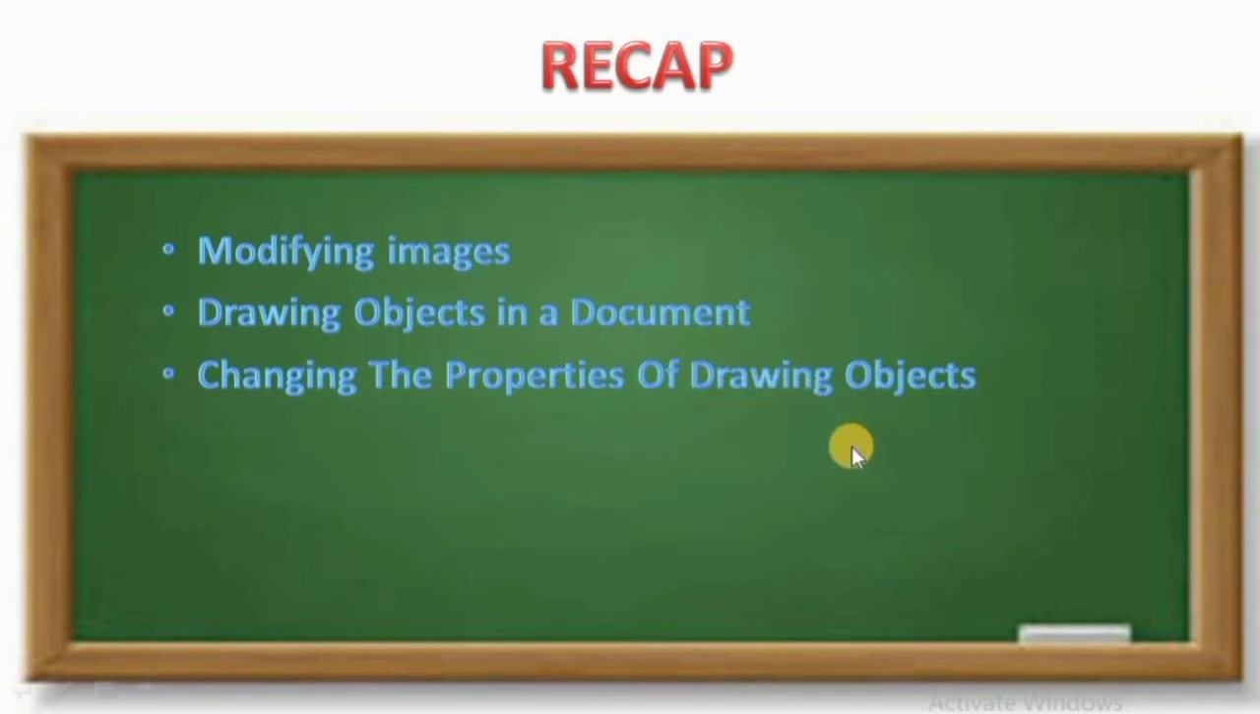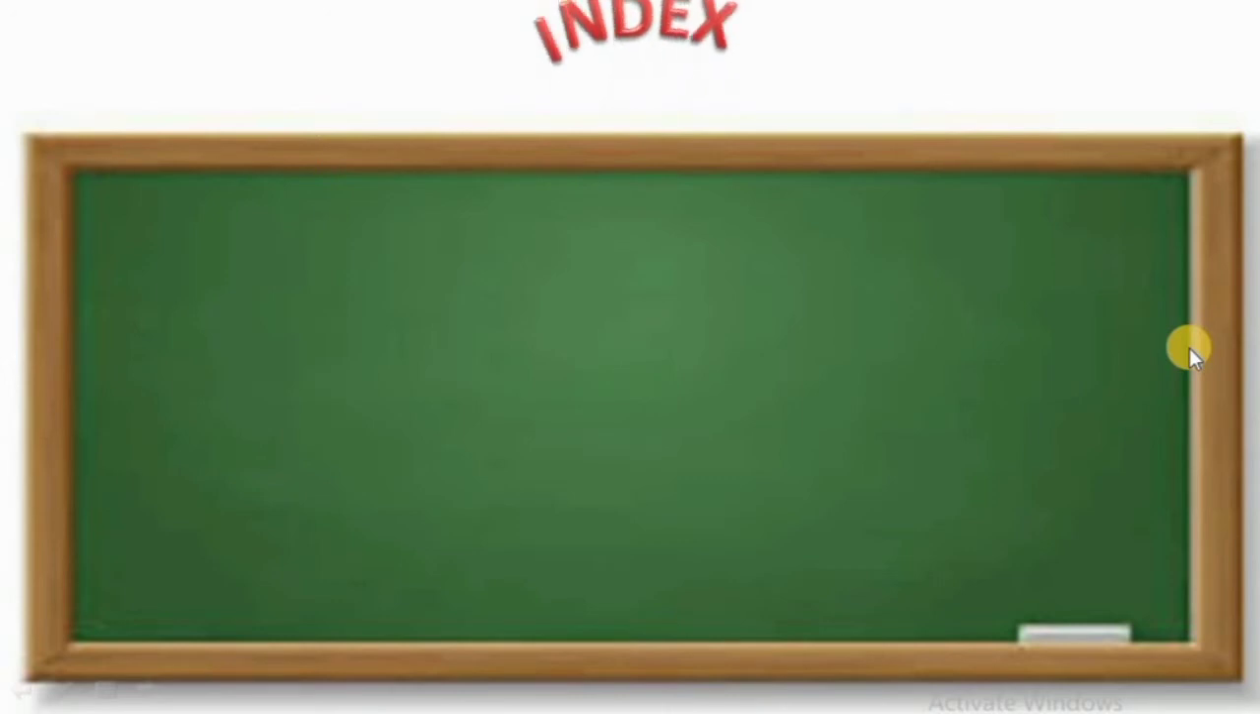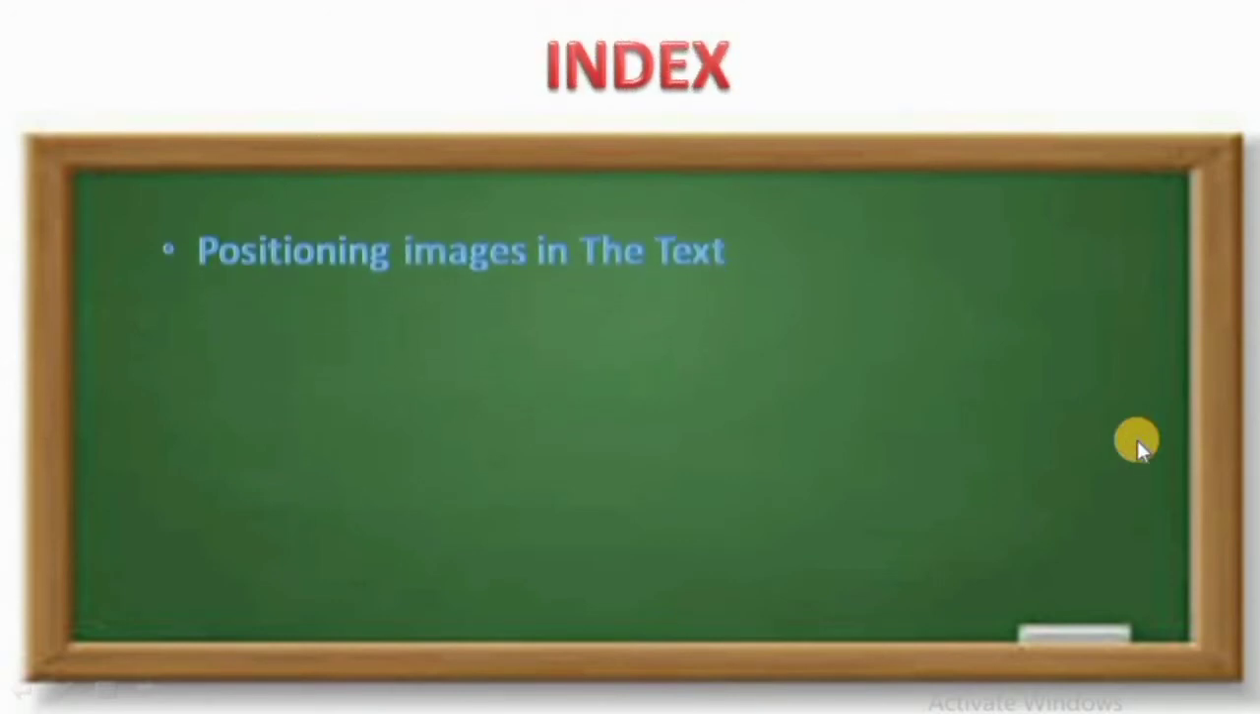In our last video, we discussed how we can change size of object, how we can change width, color, etc. of objects. Now, index is first topic, positioning images in the text. How we will manage position of image in our document with text. Next is text wrapping. How we adjust our text with image.